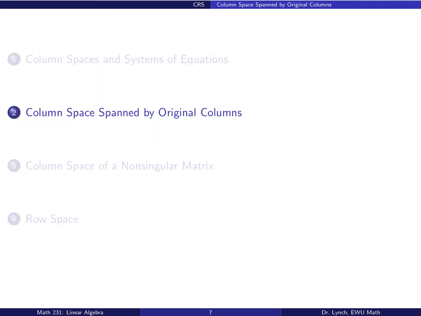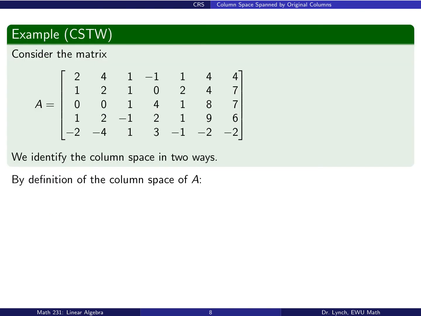Let's go ahead and have a look at the column space spanned by the original columns. We'll start with an example. Here's a sort of messy matrix, a matrix with 5 rows and 7 columns, a 5 by 7 matrix A. We can identify this column space in two ways. First, by the definition, the column space of A is the span of the set of vectors where those vectors are exactly the columns of A.